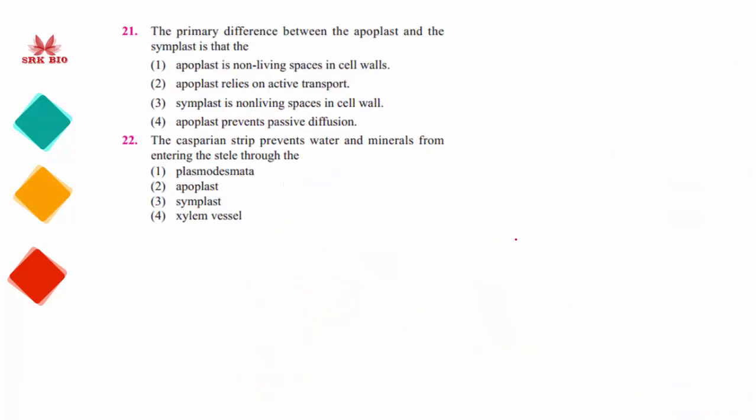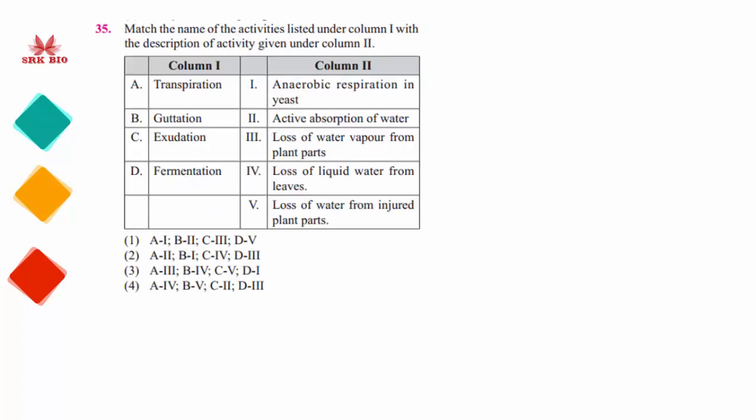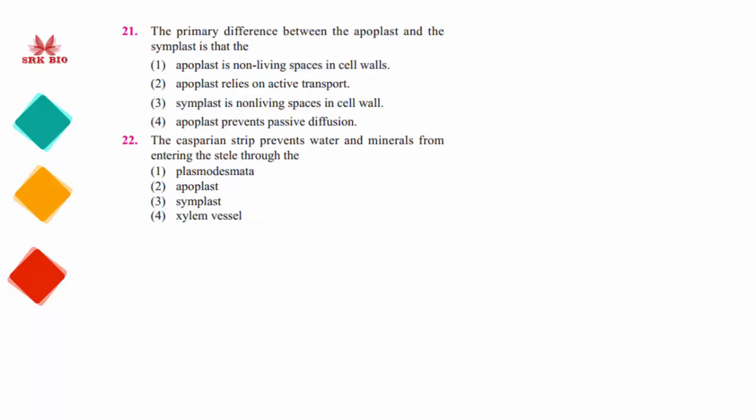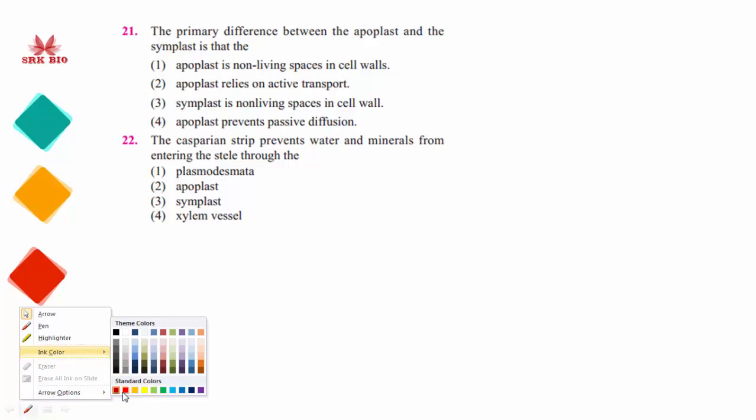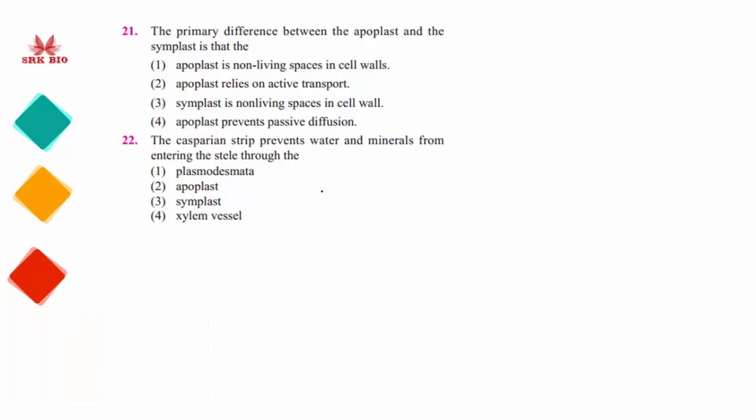Then moving to the next question. The primary difference between apoplast and symplast. Once again, a very interesting question. I have selected some specific questions so that the content which is deleted is also included in the questions, and I can go for the explanation. The two methods of transport or pathways can be observed in the plant body. For the 21st question, now I am giving the explanation.